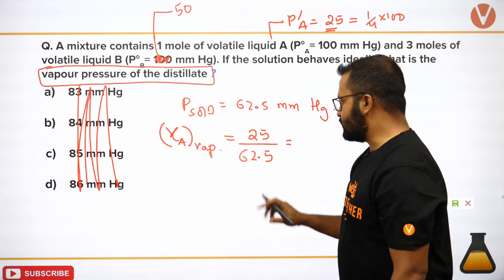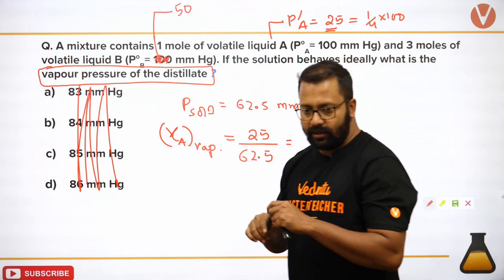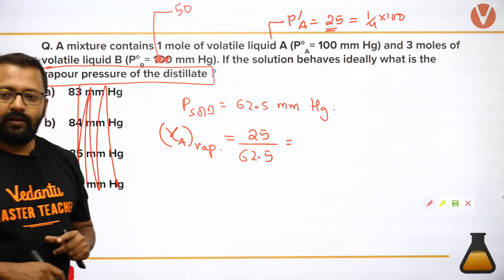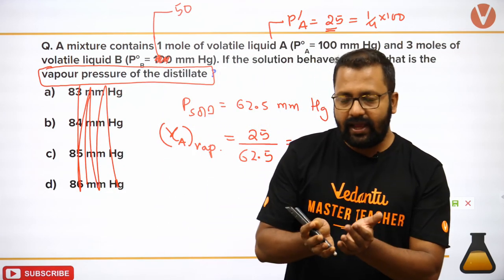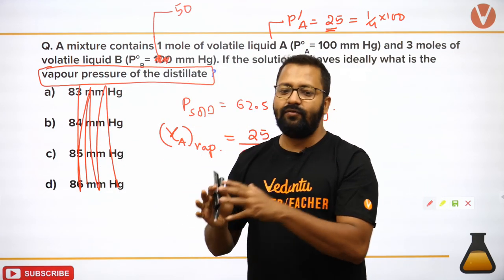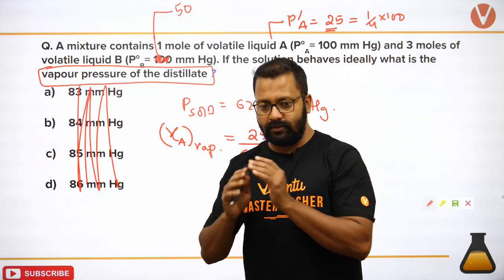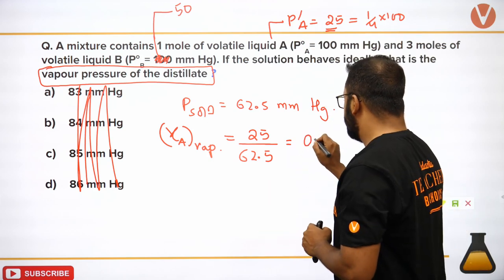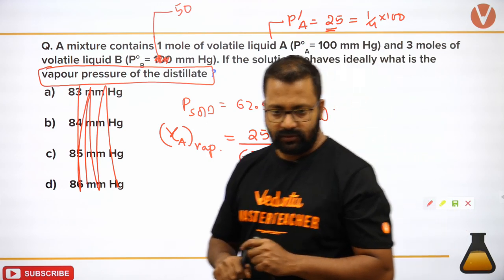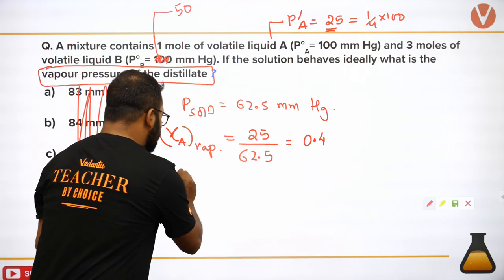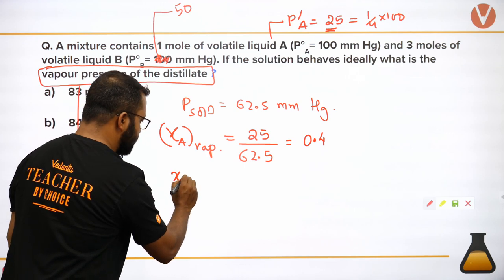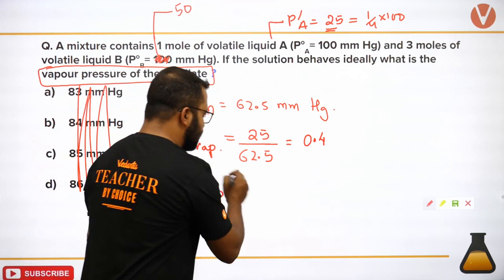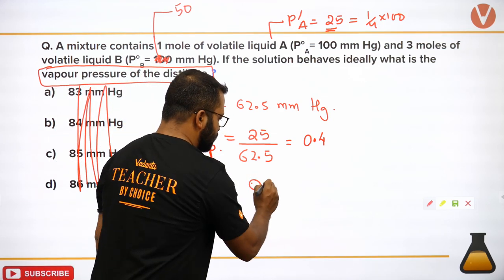Okay, in the vapor state, can you calculate this value? Kitna value aa raha hai? 25/62.5, what is the value that you are getting? Okay, this is not very difficult. We take a liquid, we boil it, jo vapor milta hai, wo vapor dono ki combination se hota hai. Are you getting it as 0.4? Okay, you're getting it as 0.4. So mole fraction of B in the vapor state is how much? 0.6.